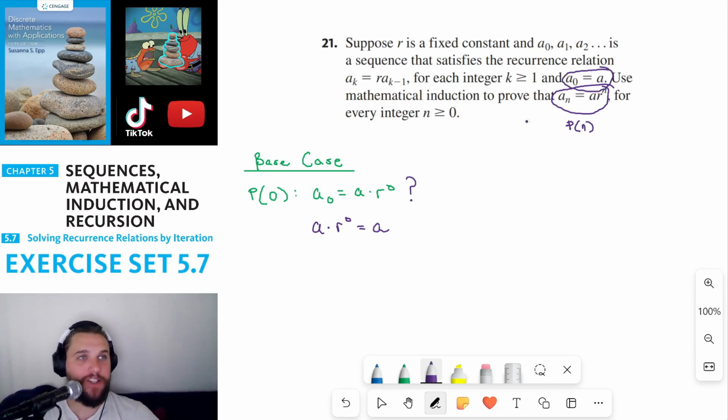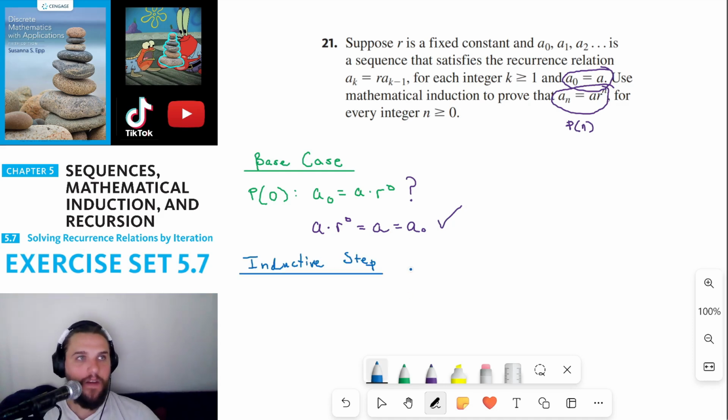But a, by assumption, is a sub 0. And so this is the proof. A times r to the 0 equals a sub 0. Now let's move on to the inductive step.